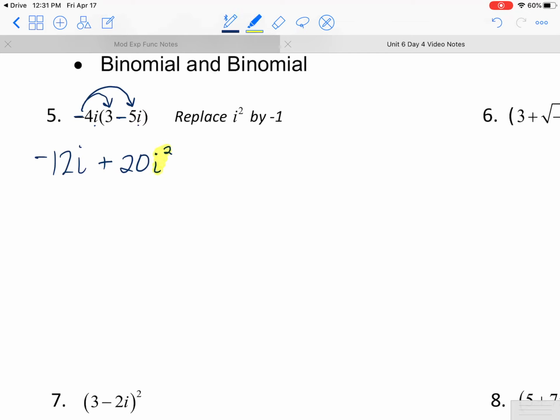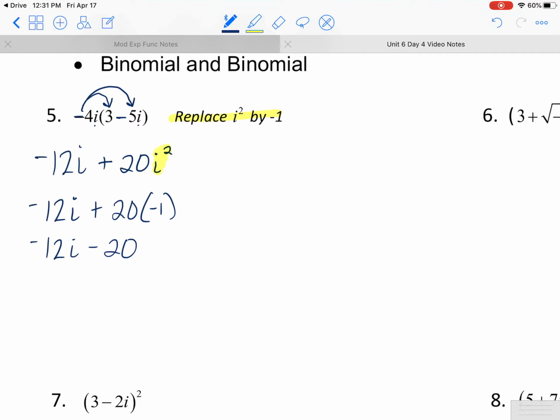So now I can go through, and it looks like the only thing I can simplify is this i squared. Just as a reminder, so I get -12i plus 20 times -1, which gets me -12i minus 20.